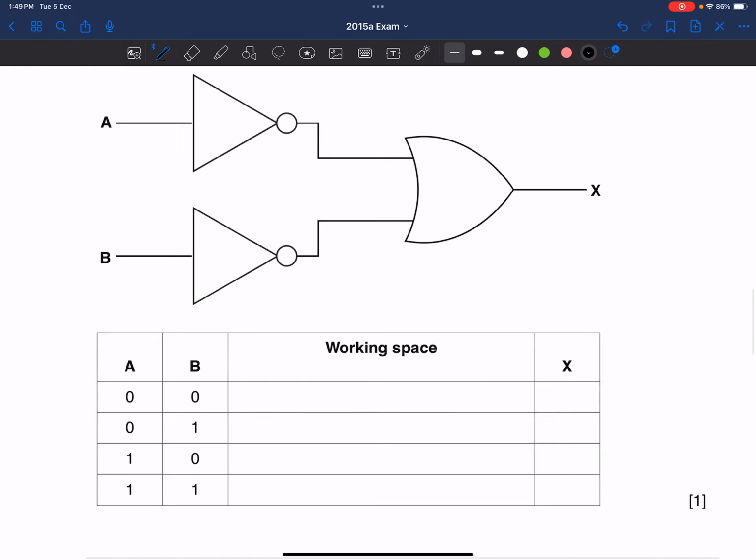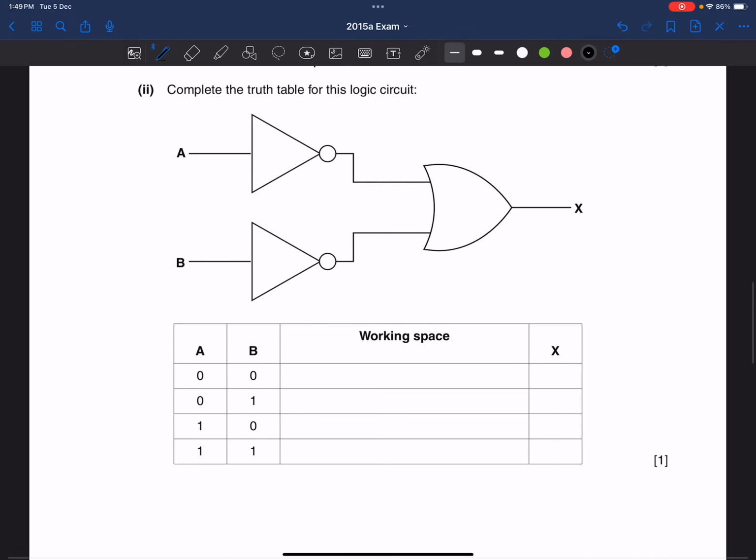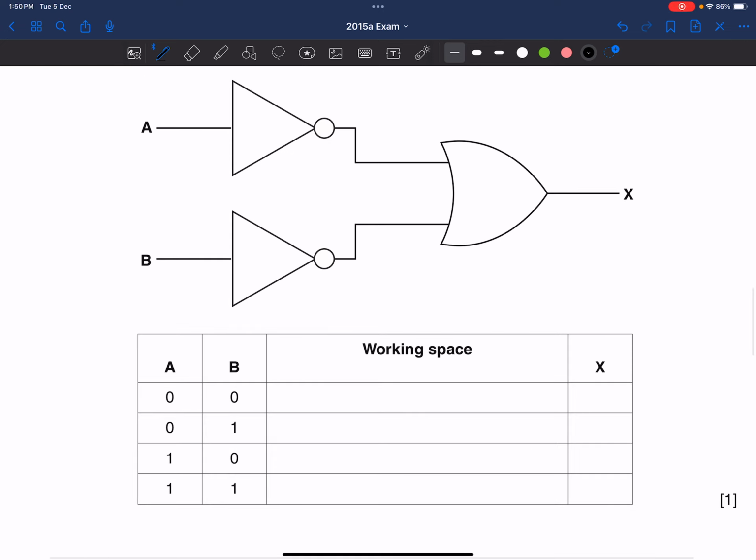And for here, we'll do roughly the same steps. So let's first do the NOT A. Reversing A, we get 1, 1, 0, 0. Then we'll do the same for the NOT B, which gives us 1, 0, 1, 0.